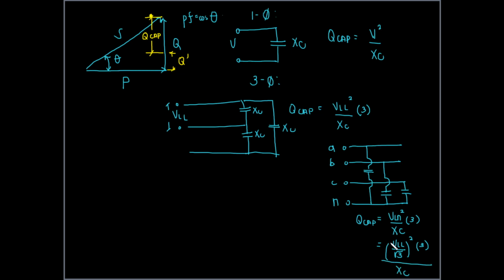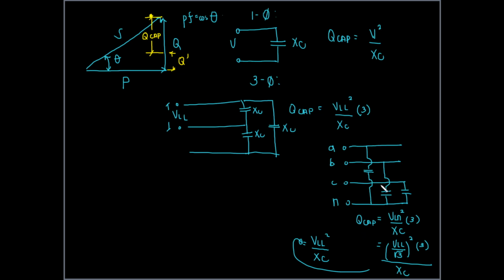So this will become VLL squared. Square root of 3 squared is 3. 3 cancels with this one. So for a Y connection, your Q capacitor, let me continue it here, must be equal to VLL squared over XC.